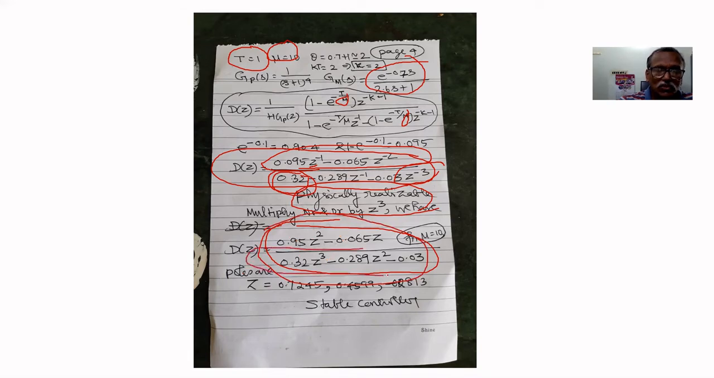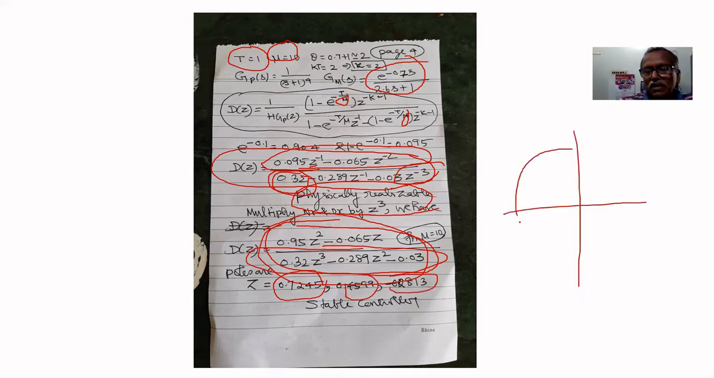Now we have to check the roots of this denominator polynomial. If you check the roots, 0.7245, 0.45 and minus 0.28, all are within the unit circle. Therefore, it is a stable controller. So we can simulate this. We can use this controller for simulation.